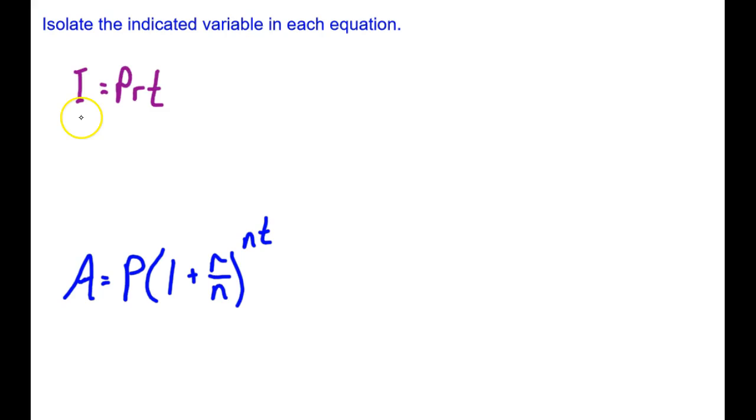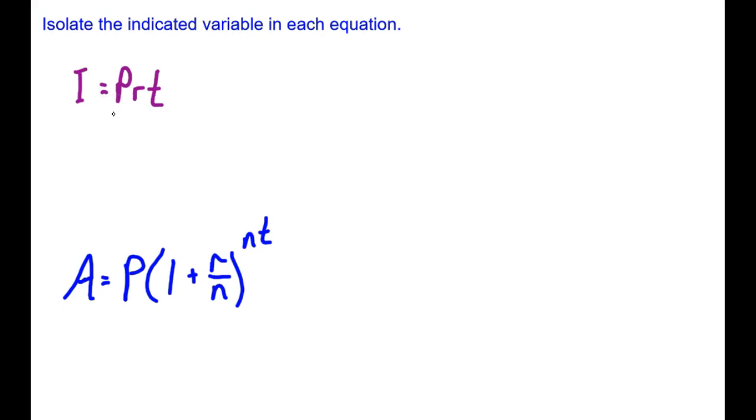So the first problem, we have a formula to calculate simple interest. We have the interest earned, the principal, which is the original amount, the rate, and the time. Suppose we wanted to isolate and solve for the rate. So we want to get R by itself.